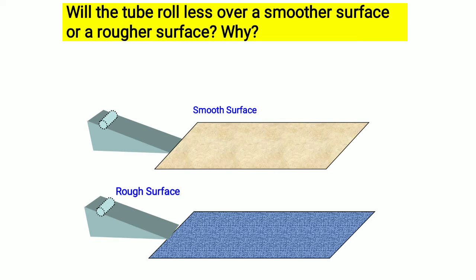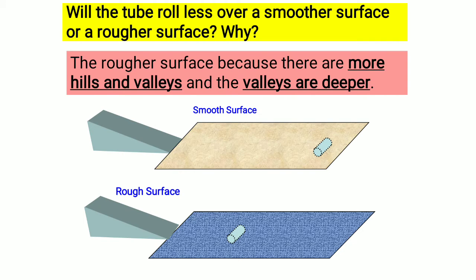Now let us see this animation, and can you determine the ruler will move farthest on which surface? Let us see from the animation. As you can see from the animation, the ruler moves farthest on the smooth surface. So this is the reason for determining that friction is less on smooth surfaces and more on rough surfaces, because rough surfaces have more hills and valleys.